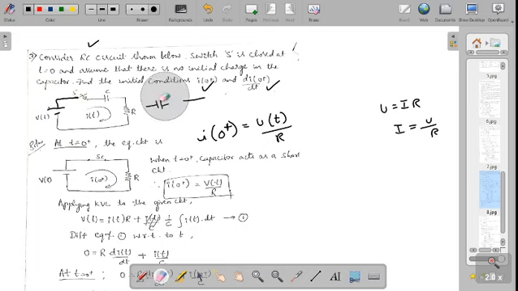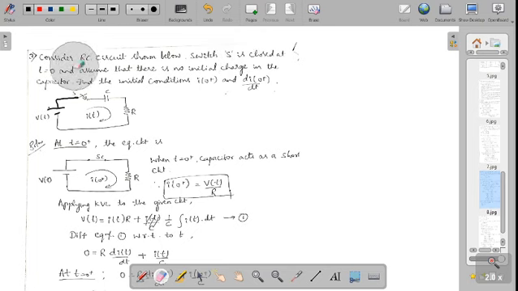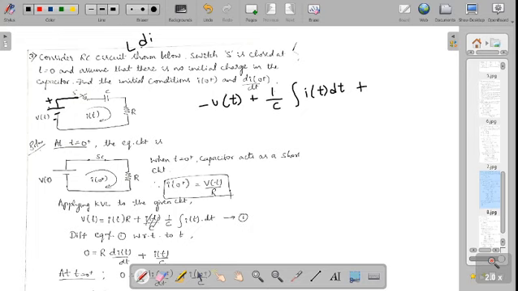Now let us apply the KVL to this circuit. So this is minus, this is plus, so minus V of t. What is the voltage across the capacitor? The voltage across the capacitor is given by 1 by C integration of I of t dt. Earlier, if it was an inductor, you were taking L into di by dt. If it is a capacitor, the voltage across it will be 1 by C into integration of I of t dt.